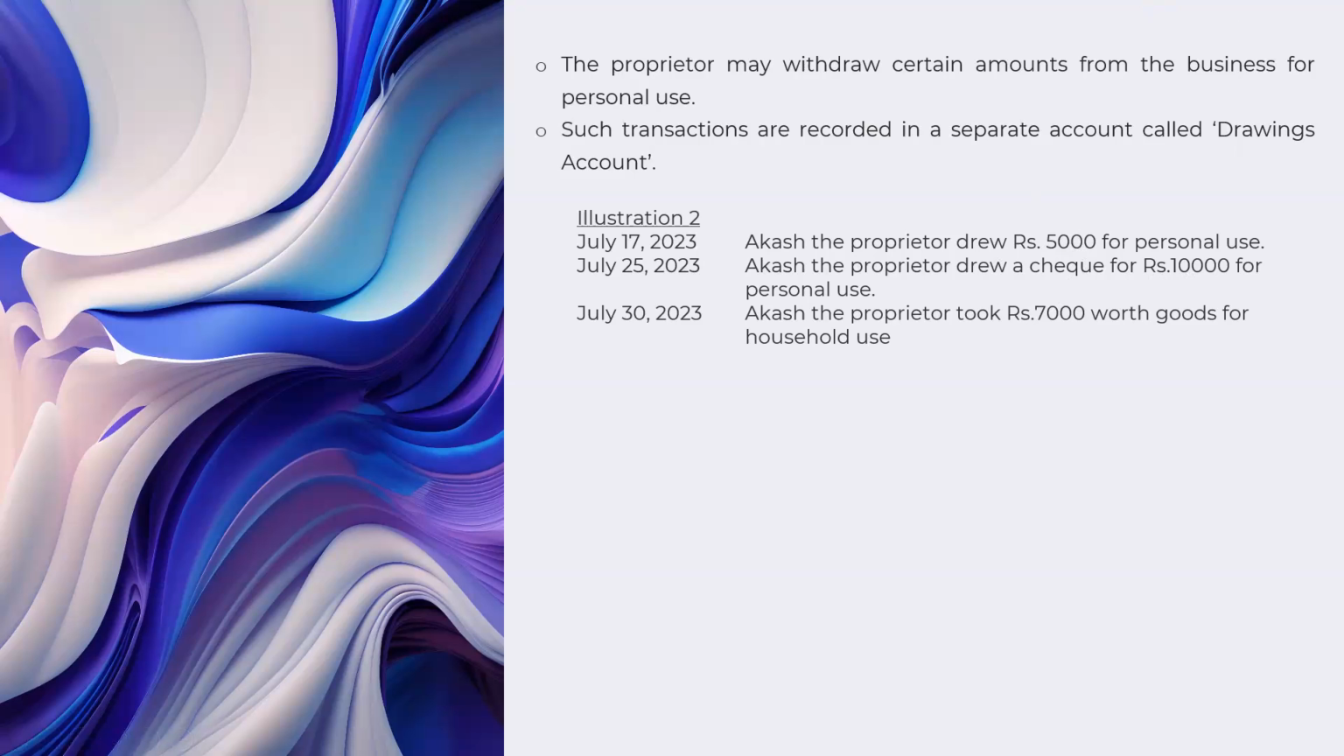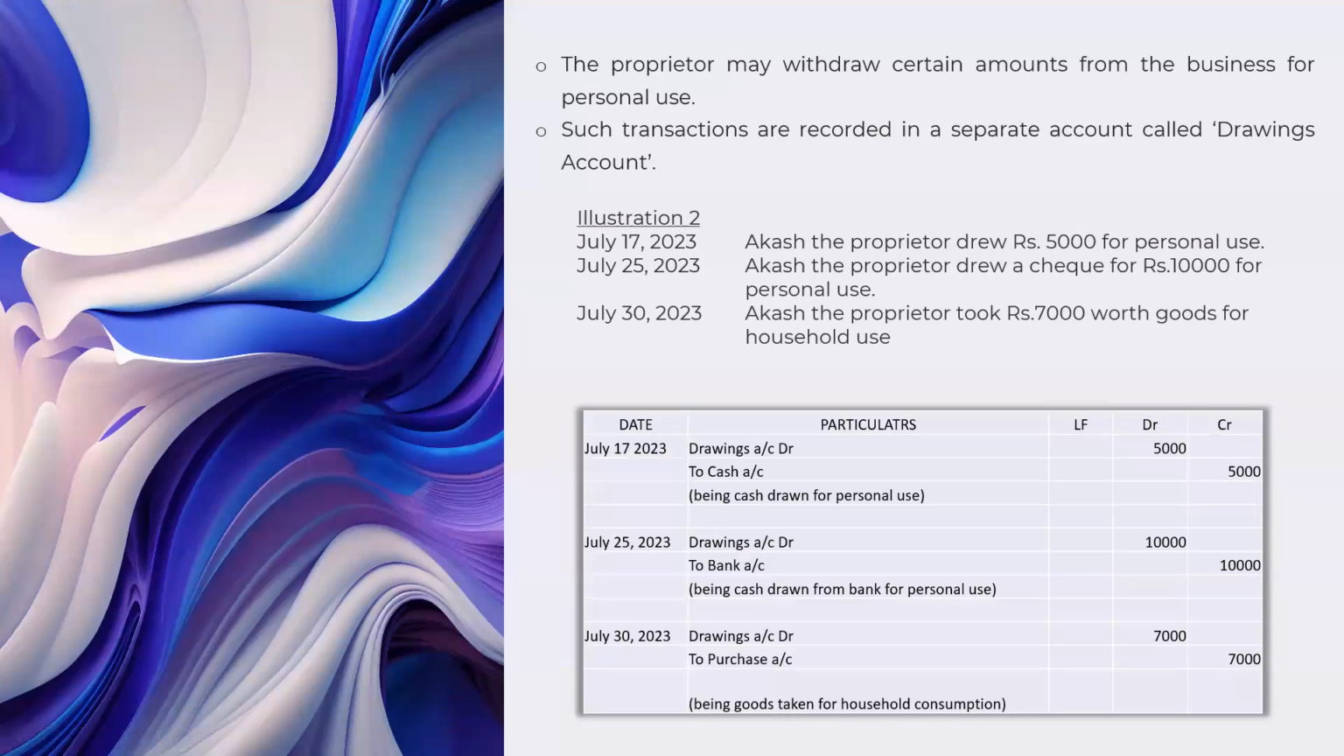Not his own bank account, but the organization's bank account, by depositing a check. Okay. And then on 30th of July, he took 7,000 worth of stock, that is the goods from the organization, because that goods belong to the organization, and that 7,000 worth of goods was taken by the proprietor for his personal use. Clear? So since everything is for personal use, all these entries, all these transactions, come under the drawings account. So this is how it has to be done.